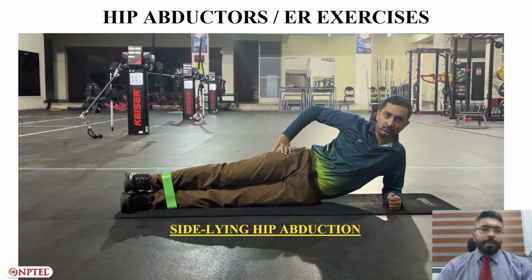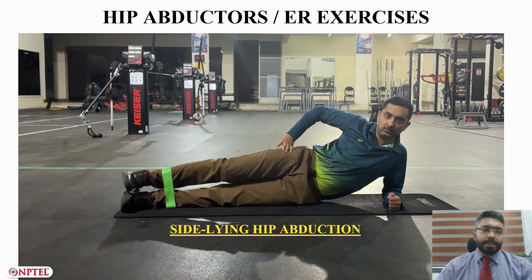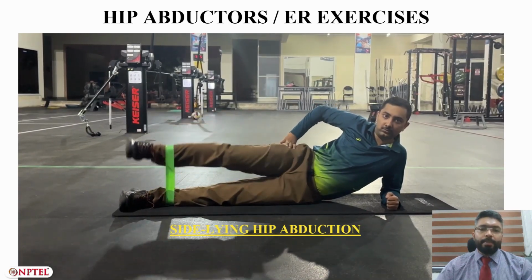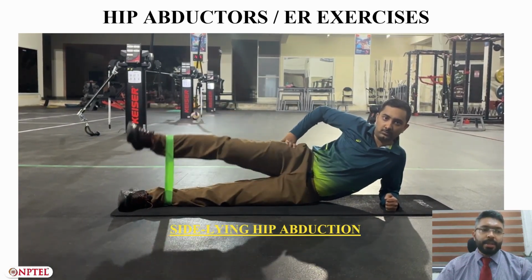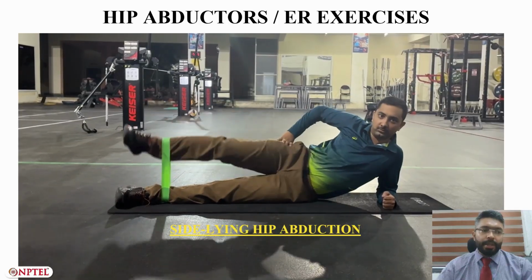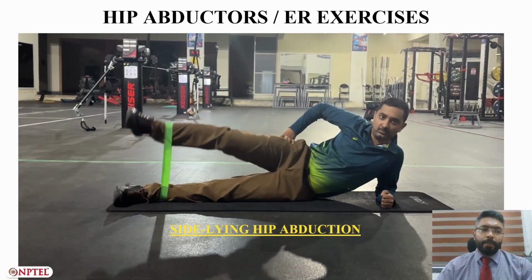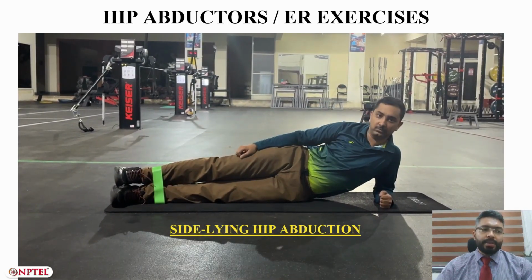Coming to muscle activation exercises. The side-lying hip abduction exercise. It is performed while lying on the side, lifting the top leg upwards to activate the gluteus medius and to improve lateral hip strength.